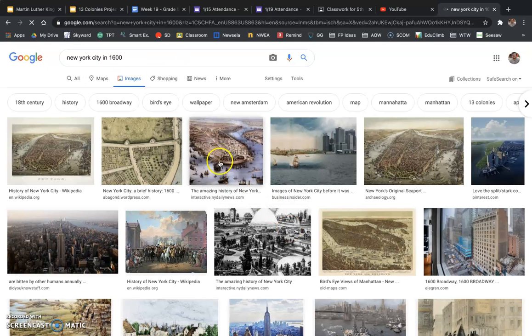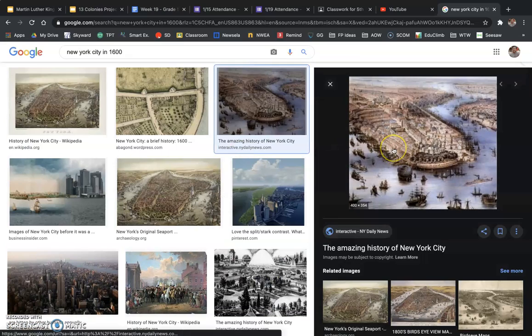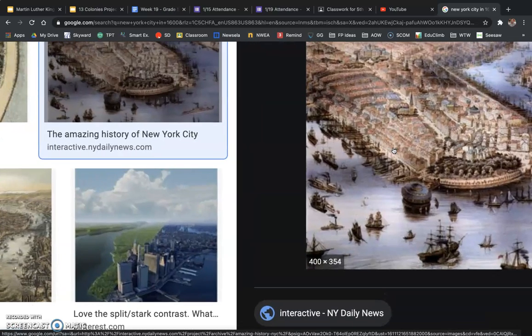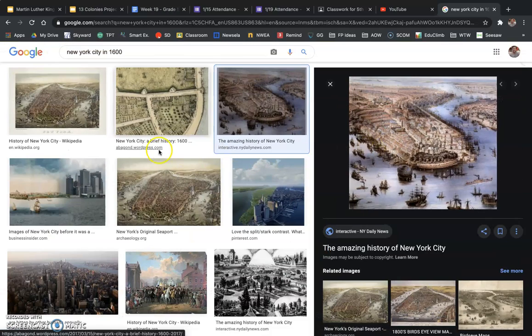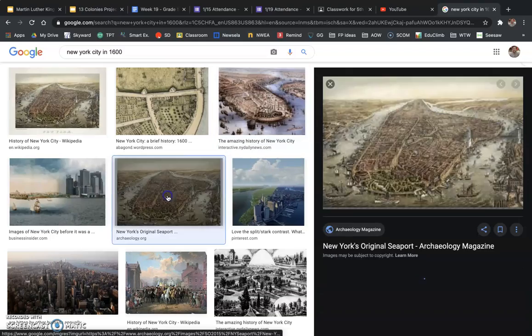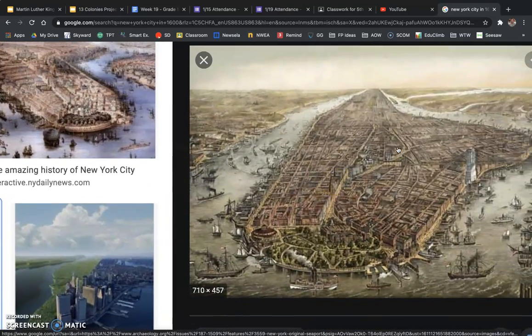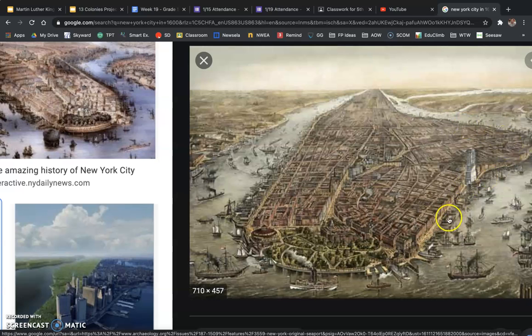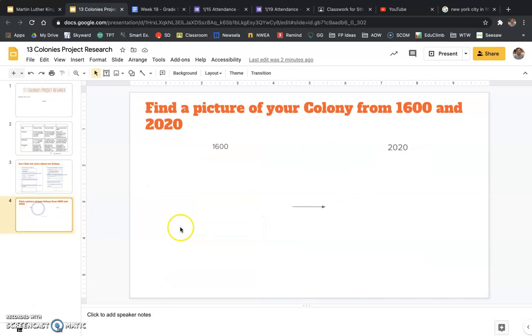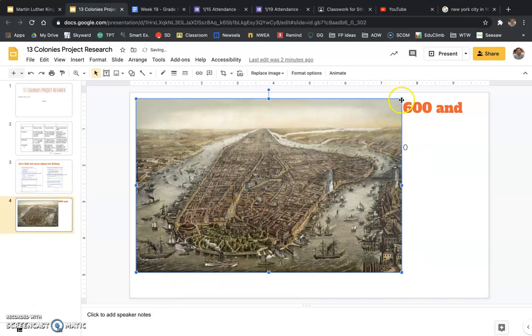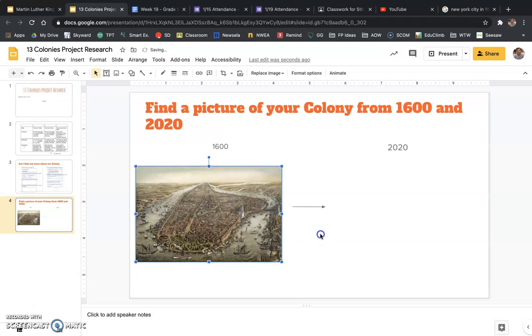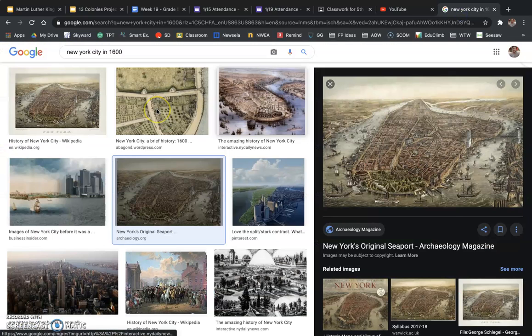Okay, so look up. Here is this one here. Okay, I don't know if that's 1600. Let's see if I can find a different one here. I like this one. Okay, so here is Manhattan Island that they were talking about. This is New York City. Okay, I'm going to copy this one, put it over here. Oh, that's too big. Okay, so there's New York City in 1600, and then I'm going to find a picture of New York City in 2020.